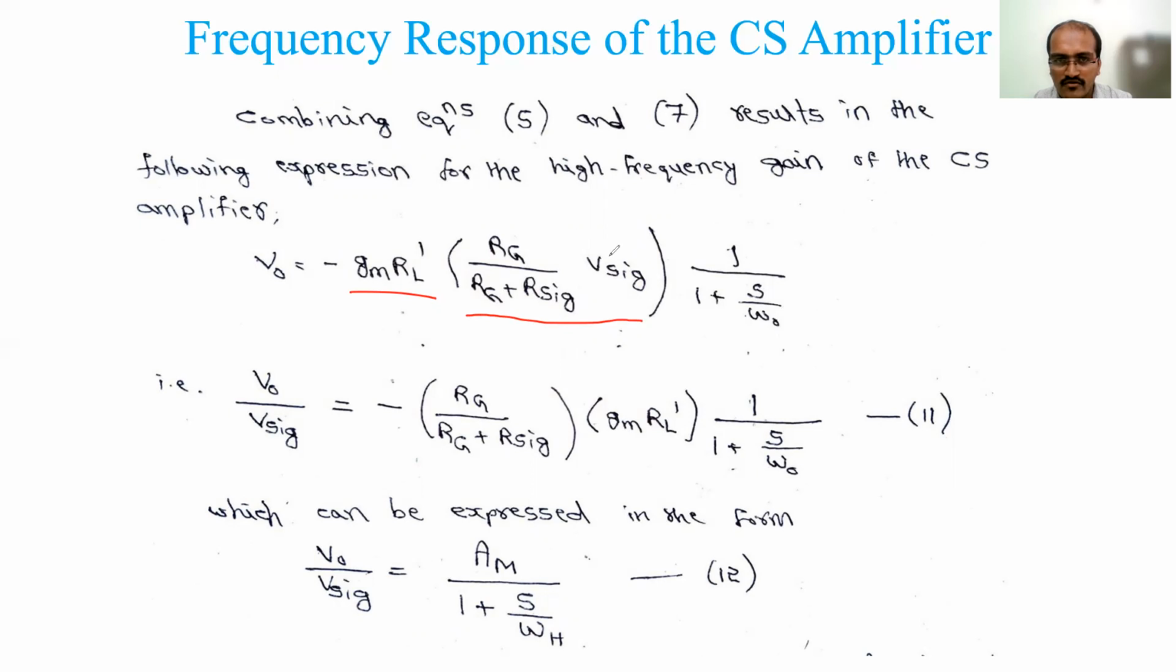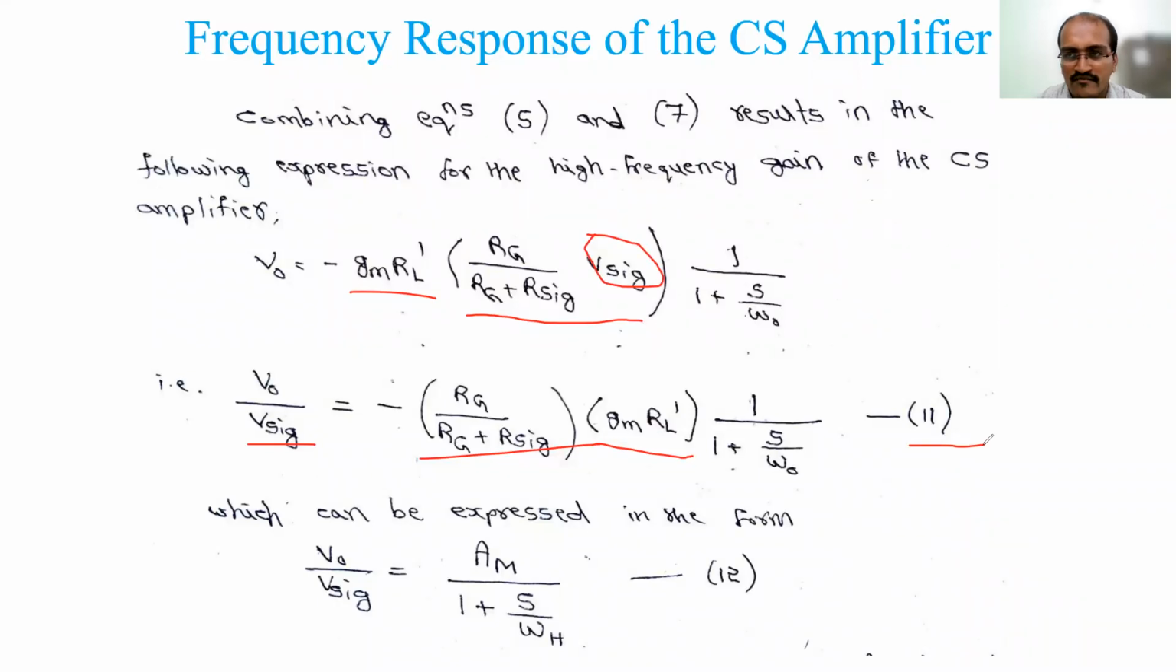Now I am finding the overall voltage gain. So I will take this V signal into the denominator of this V naught, so V naught by V signal. Then the minus sign, this term I will write first, RG by RG plus R signal, then the gm RL dash term, and then the term 1 by 1 plus s by omega naught. Call this equation number 11. We need to find the frequency band. What is the frequency band? We showed it yesterday: it is the graph of overall voltage gain versus log frequency. That's what we are trying to derive.